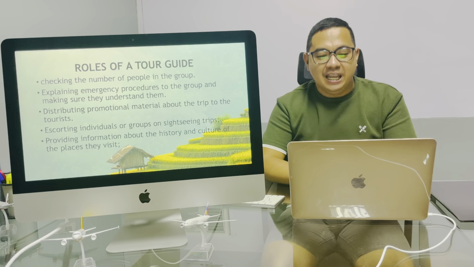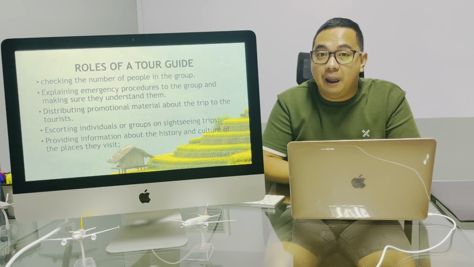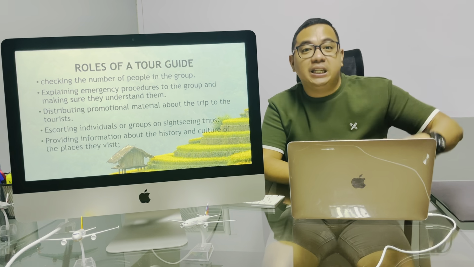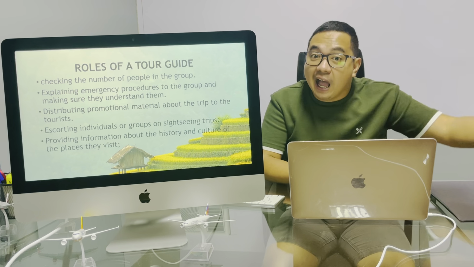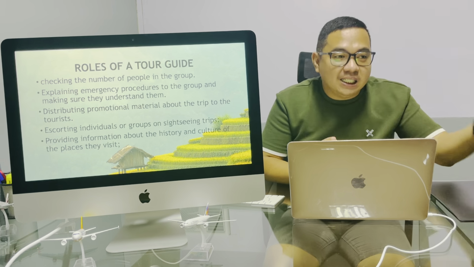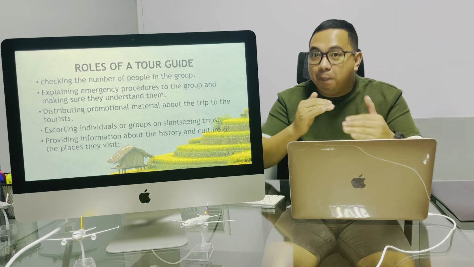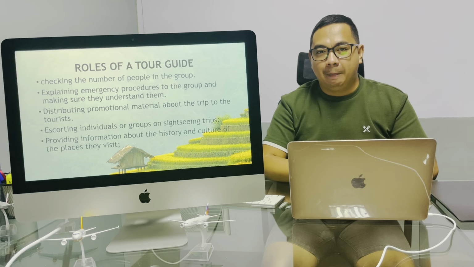Okay? Next, explaining emergency procedures to the group and making sure they understand them. You have to tell them, ma'am, we cannot go to the volcano, we can only go up to this area. We cannot go straight ahead, in case an accident happens. So these are all parts of the tour guide's role. They do it all. Okay?